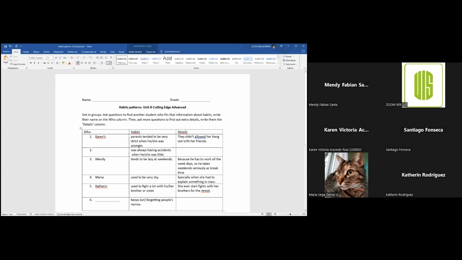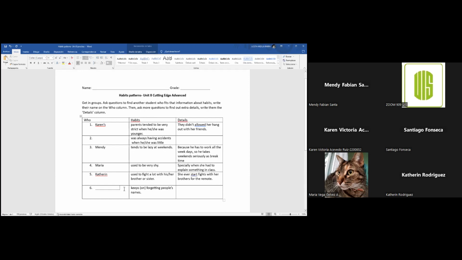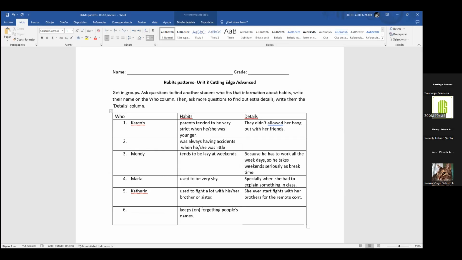Remoto, o sea, el control remoto. Remote control. Teacher, is remote correctly spelled? Yes, remote with an E at the end. Remote control. Well, it is optional, the remote or the remote control. And also for the colors, pencils. Yes.